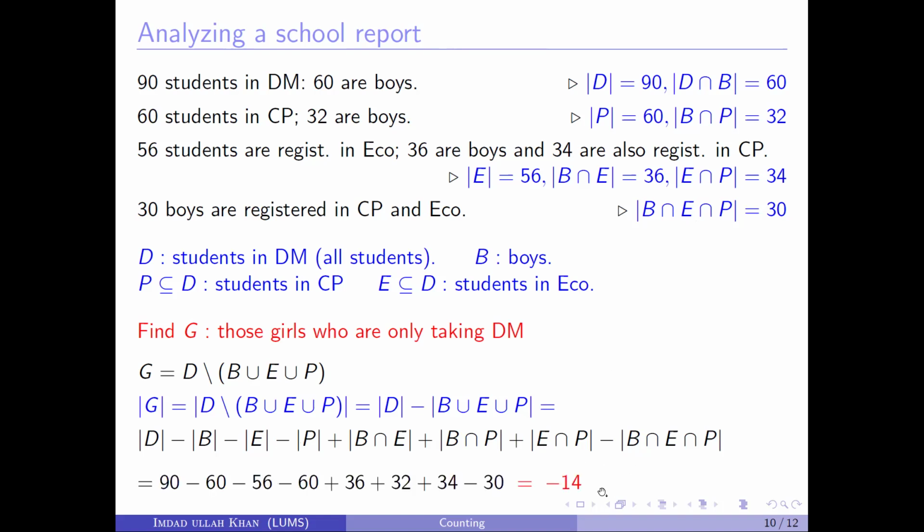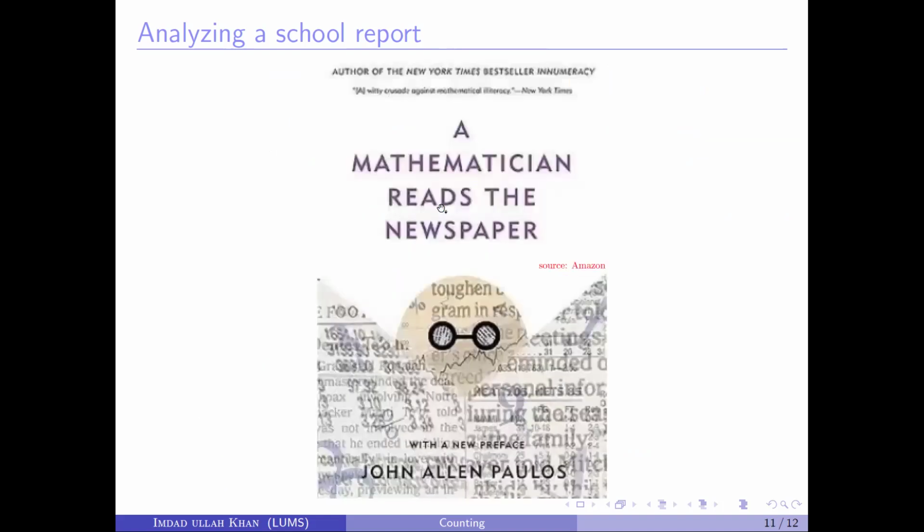and the surprising thing which you will be able to observe over here is that we end up with an answer which cannot happen. It says that -14 is the answer. That cannot be the cardinality of a set, because the smallest possible set is an empty set. Its cardinality is 0. No cardinality can be a negative number. So that means that the given information is not even correct. If you are a mathematician and you analyze a report, you will always be able to figure out these kinds of loopholes in the given information.